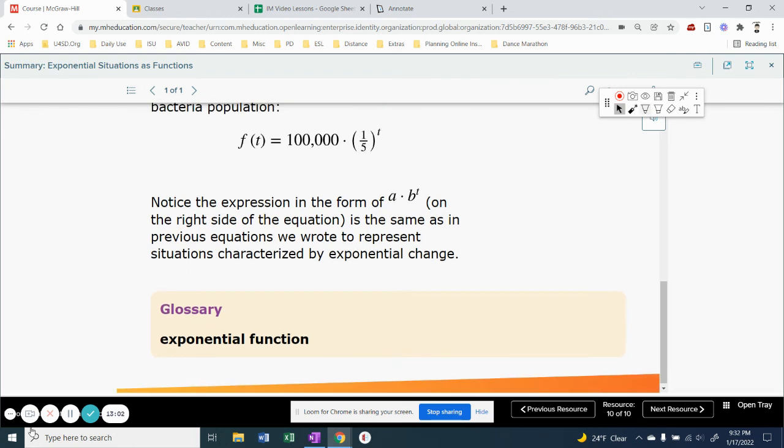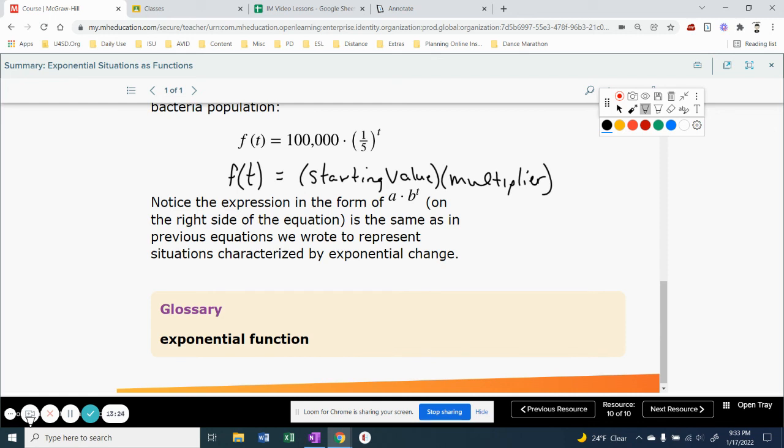Okay? Go ahead and write that down. So our dependent variable is equal to the starting value times the multiplier to our independent variable. And that is lesson 5-8.